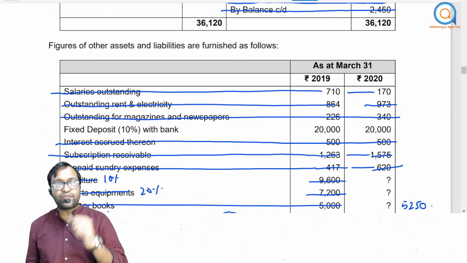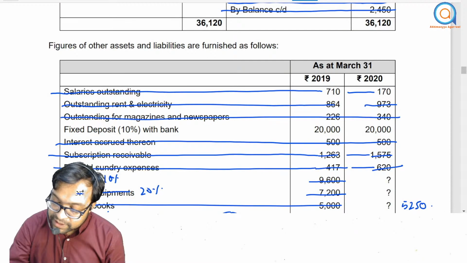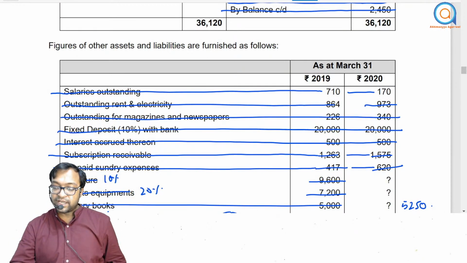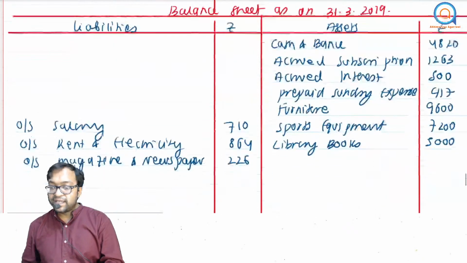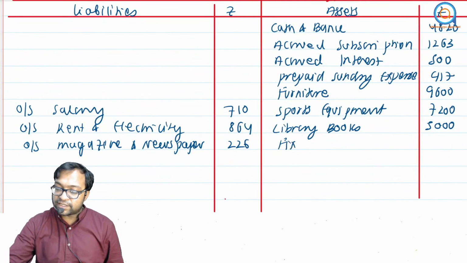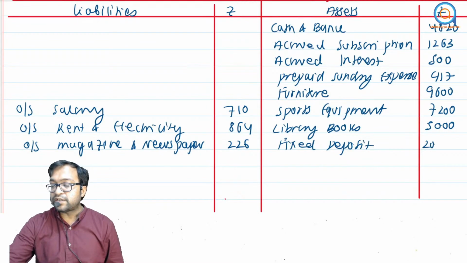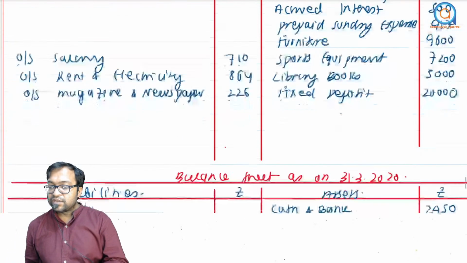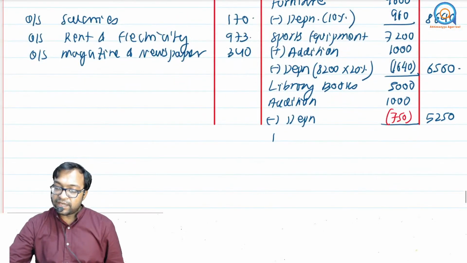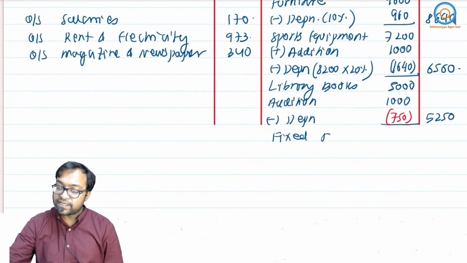See, in additional information, fixed deposit opening 20, closing 20. Fixed deposit is your asset. So in the opening balance sheet, fixed deposit is 20,000, and in the closing balance sheet also it is 20. So go to your closing balance sheet and write fixed deposit 20,000.